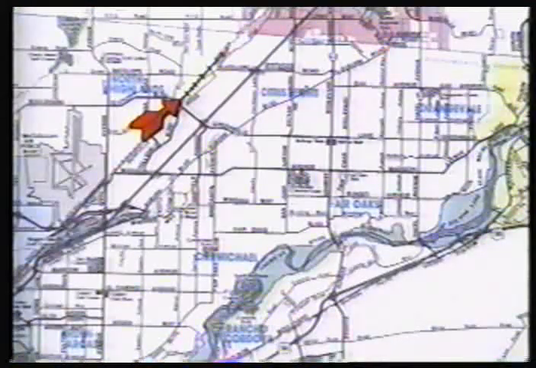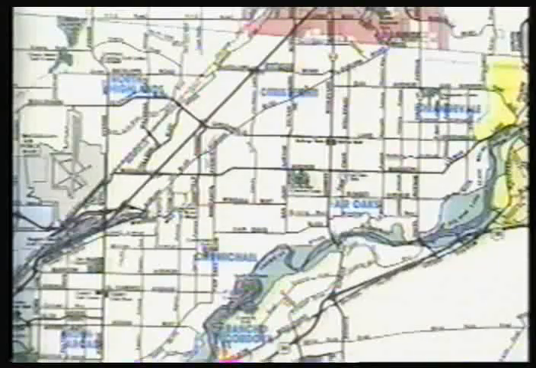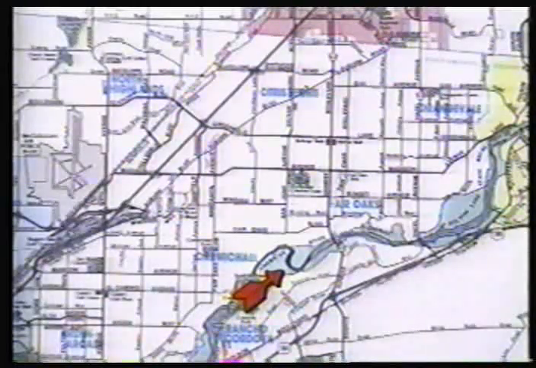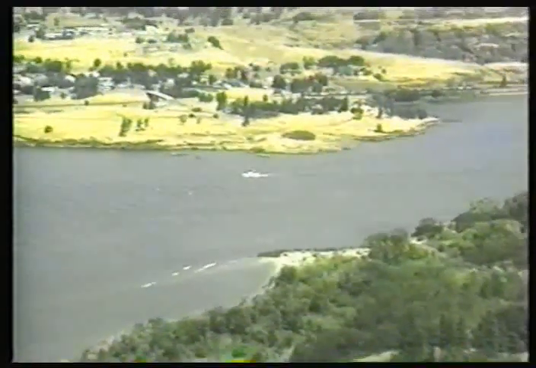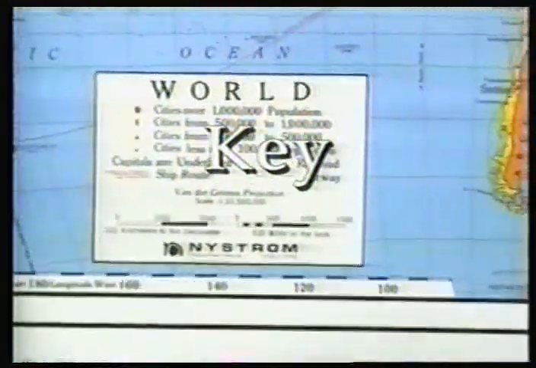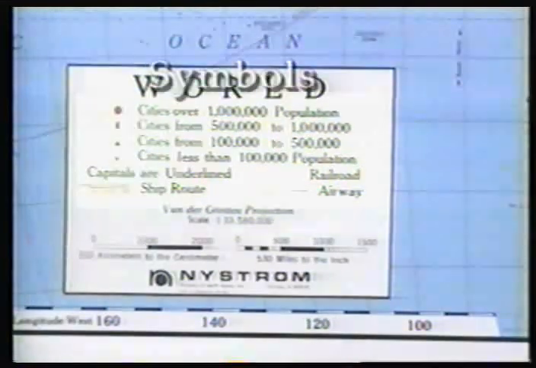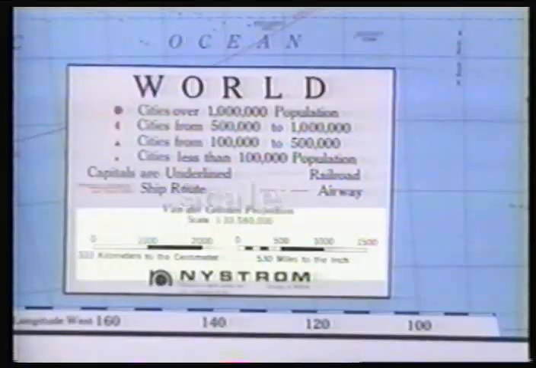This symbol stands for railroad tracks. A blue line means river. How do we know what each symbol stands for? Every map has a key. A key is a little box on the map that tells us exactly what each symbol stands for and what the scale of the map is.